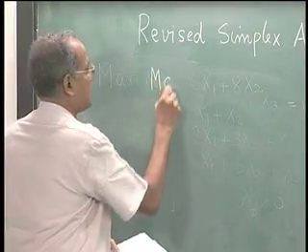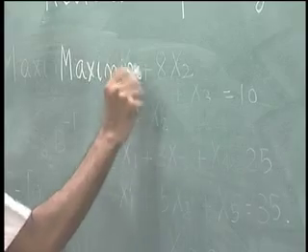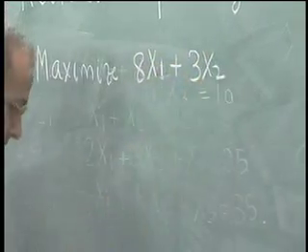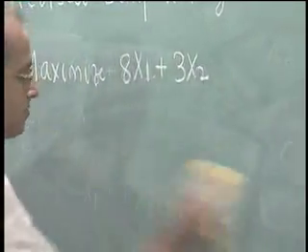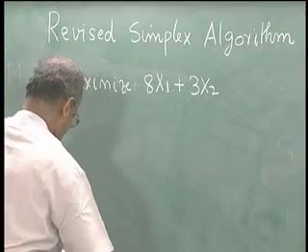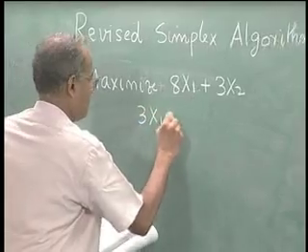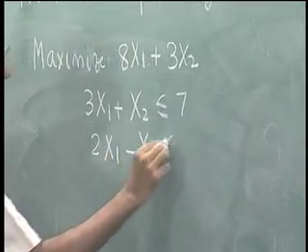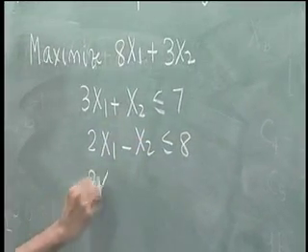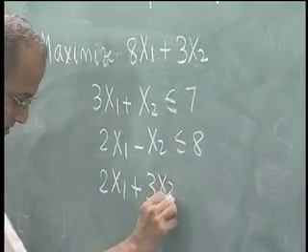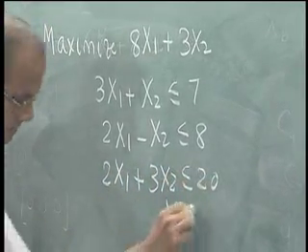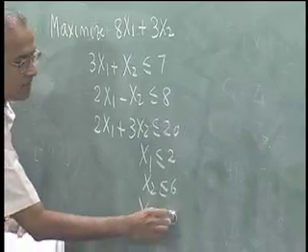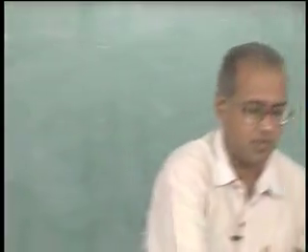to maximize (8x1 plus 3x2) subject to 3x1 plus x2 less than or equal to 7, 2x1 minus x2 less than or equal to 8, 2x1 plus 3x2 less than or equal to 20, x1 less than or equal to 2, x2 less than or equal to 6, xj greater than or equal to 0.